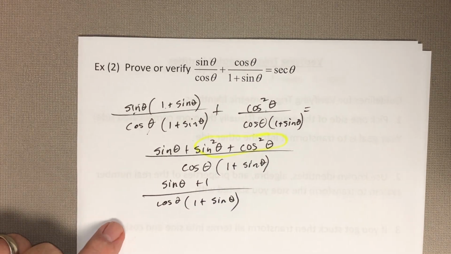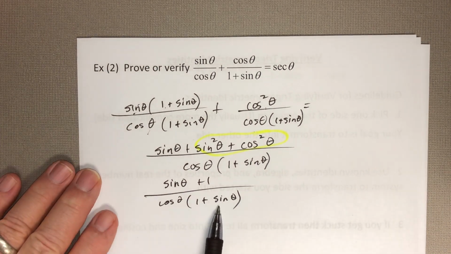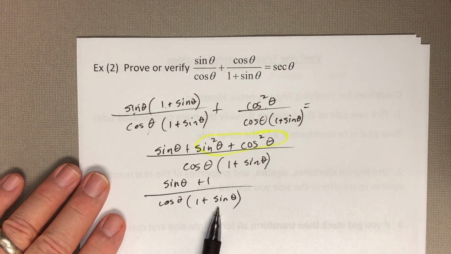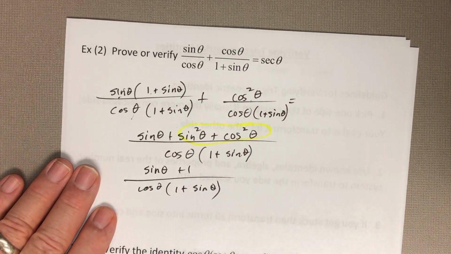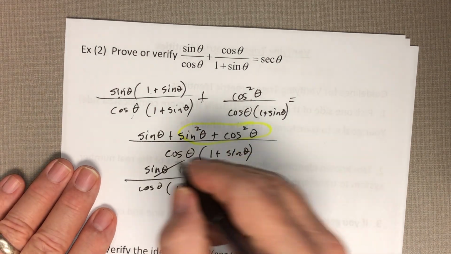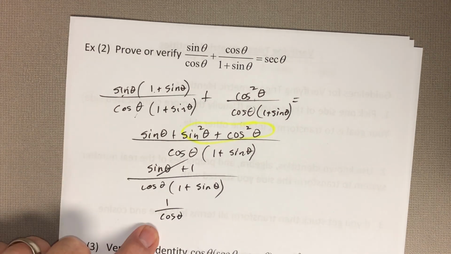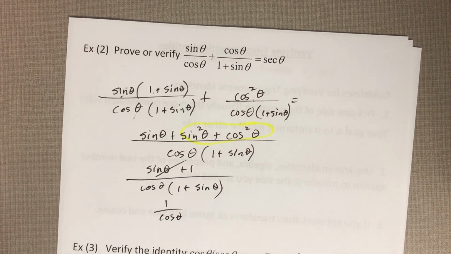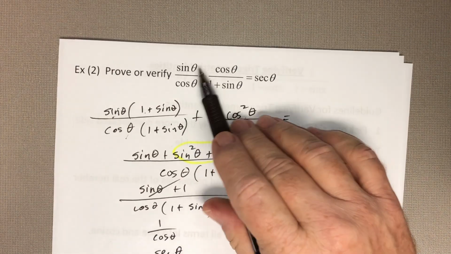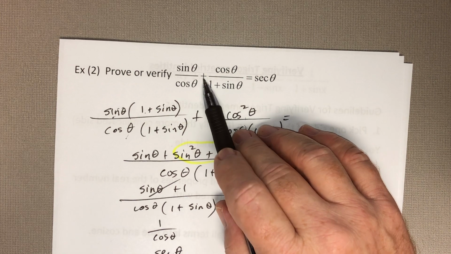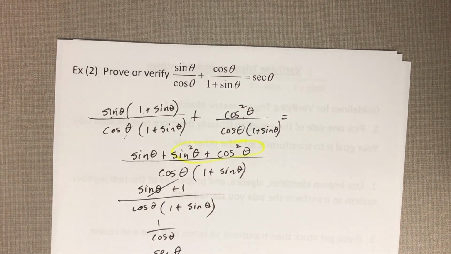Now the sine of theta plus 1, that's the same thing as 1 plus the sine of theta, and you could rewrite that step if you want to, or you can just divide both the numerator and the denominator by 1 plus the sine of theta. When you do, up top you would get 1, down below you would get the cosine of theta, and 1 over the cosine of theta is the secant of theta. And we have proven that the sine of theta divided by the cosine of theta plus the cosine of theta divided by 1 plus the sine of theta is equal to the secant of theta.